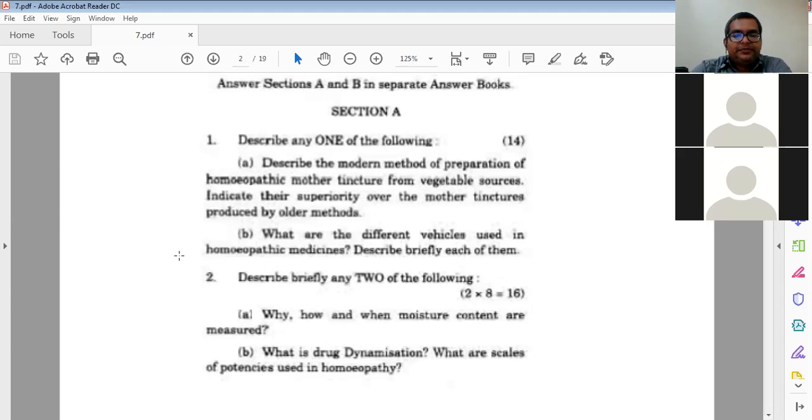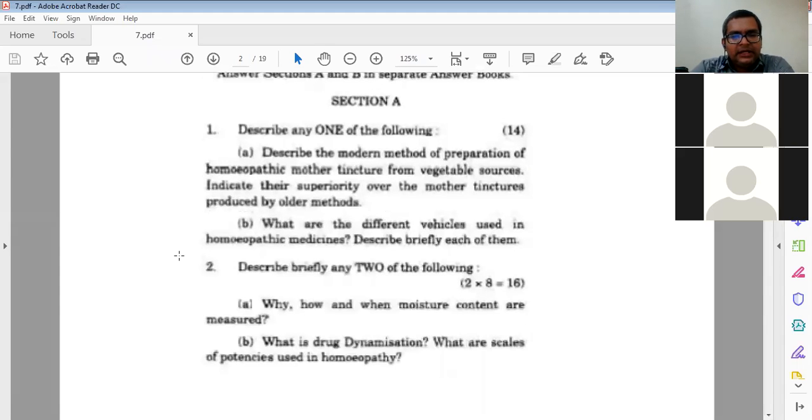Describe briefly any two of the following. Why, how and when moisture contents are measured. This is a practical, already we have discussed it in the new method of preparation of drug. Till now we have discussed this, and I think this is a new question. Normally I was expecting this type of question in the practical, when we will be performing practical, but in theory also it came. Why, how and when moisture contents are measured. Note this type of question, which came for the first time, because next time also this may come.